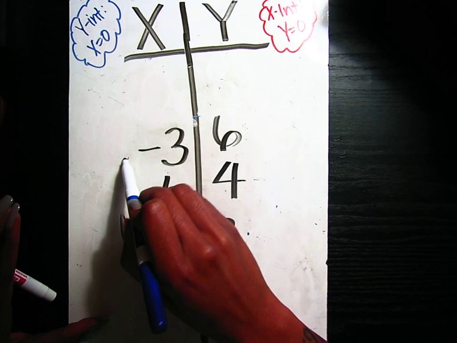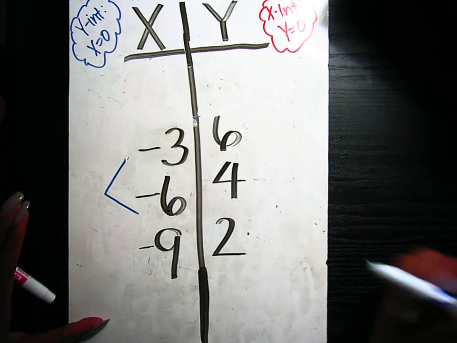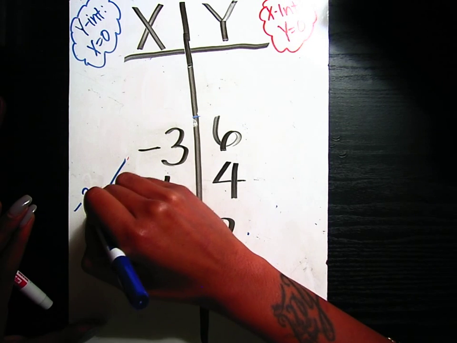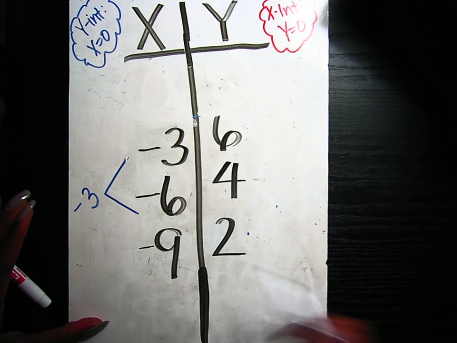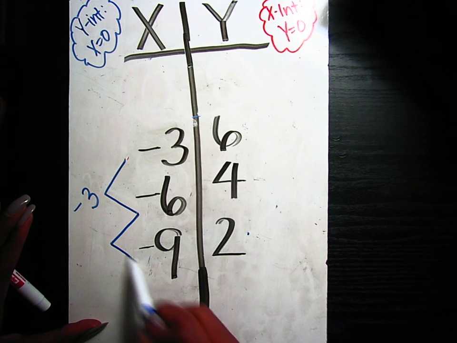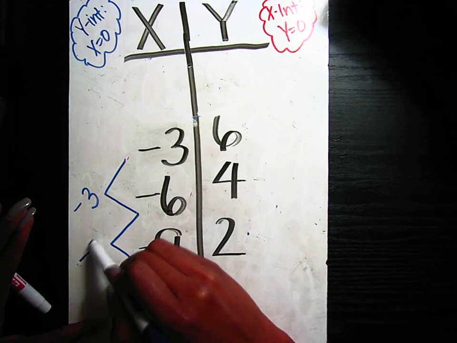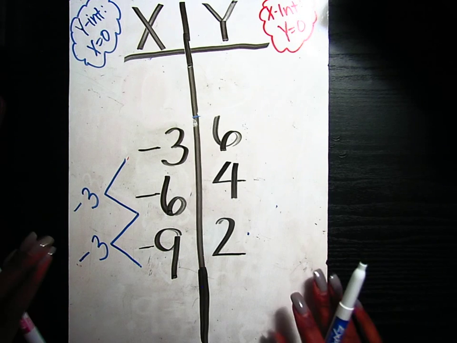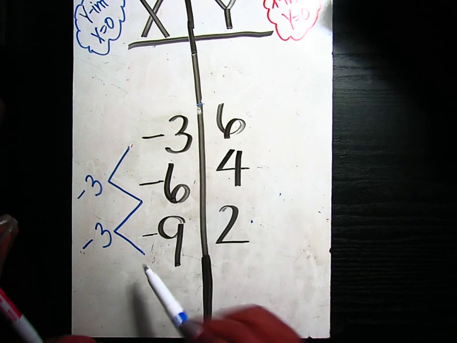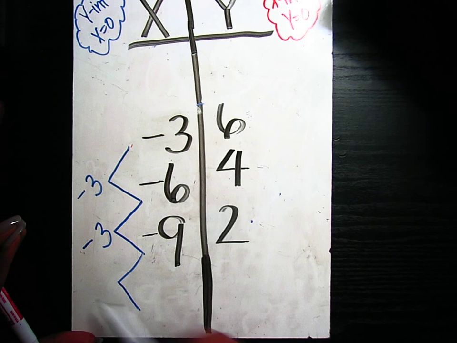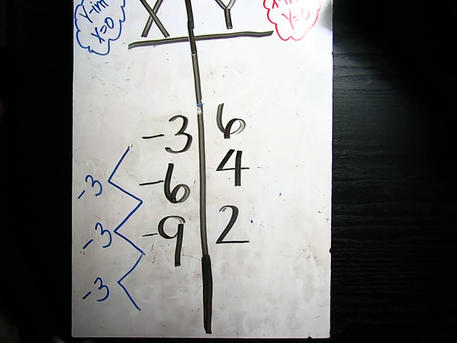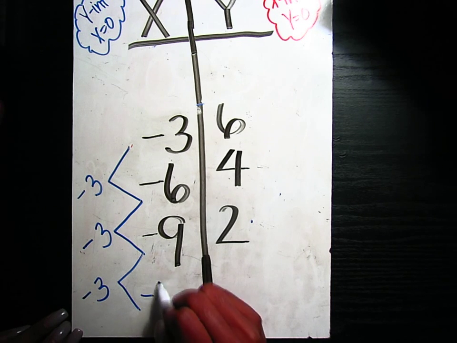Here I can see that x, from -3 to -6, went down 3. Same thing here. From -6 to -9, I also went down 3. If I were to keep the pattern up, I would go down 3 again, and that would give me -12.